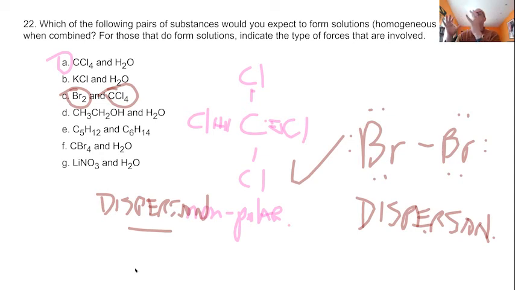The difference is that if water could form a dispersion interaction or a hydrogen bond, the hydrogen bond is much more stable. You lose much more energy when you form a hydrogen bond than you do with dispersion. And so it's much more stable for water to form hydrogen bonds. It actually has to break a hydrogen bond in order to form a dispersion interaction with carbon tetrachloride. So it's not going to do that. It's going to remain in a hydrogen bonding interaction with itself.